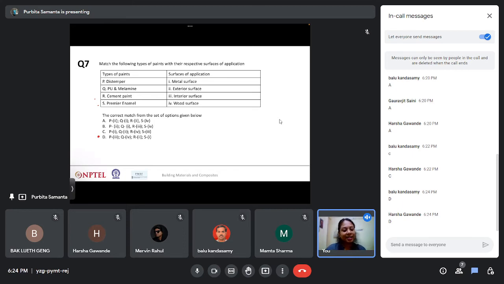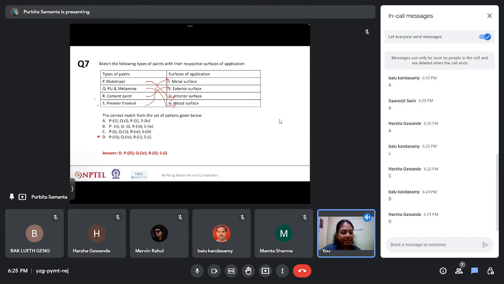Yes, absolutely correct. The option D. So distemper is basically used for painting the interior surfaces. PU and melamine, they are two distinct types of paints. I'll discuss them in a nutshell. But yes, they are used over the wood surfaces. Cement paint is something which is used over the exterior surface. And there's premier enamel, or enamel based paints or enamel paints. They are basically used over metal surfaces.